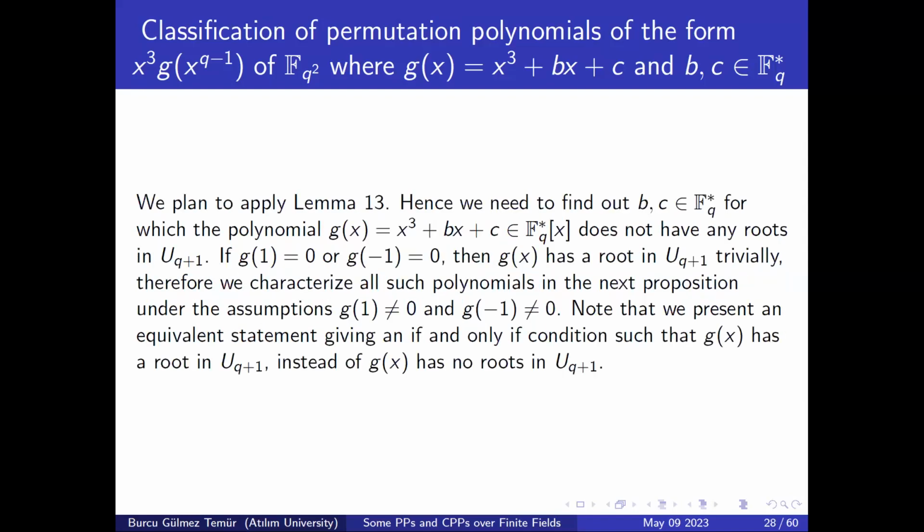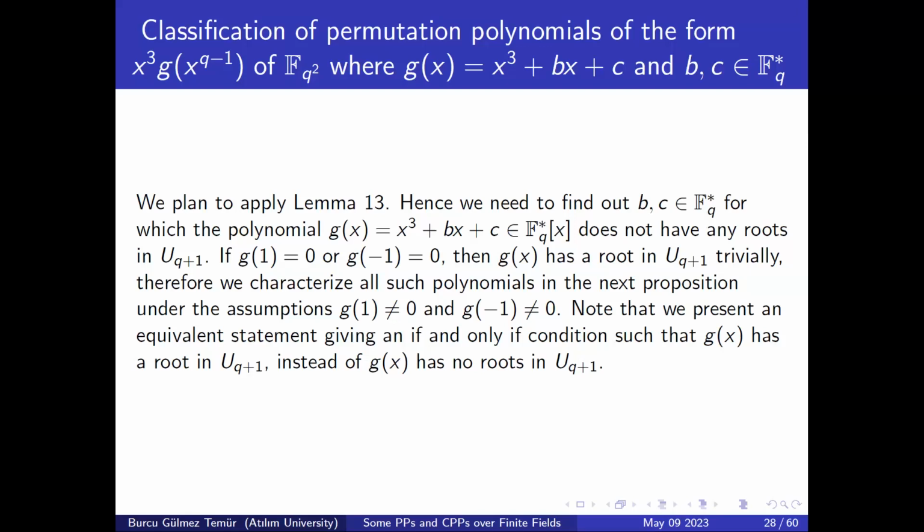So first we need to find out b and c for which g does not have any roots in U_{q+1}. By U_{q+1}, I mean the set of (q+1)-th roots of unity. So from the beginning, we assume that g(1) and g(-1) are not 0. Otherwise, they will be roots because they are both in U_{q+1}.